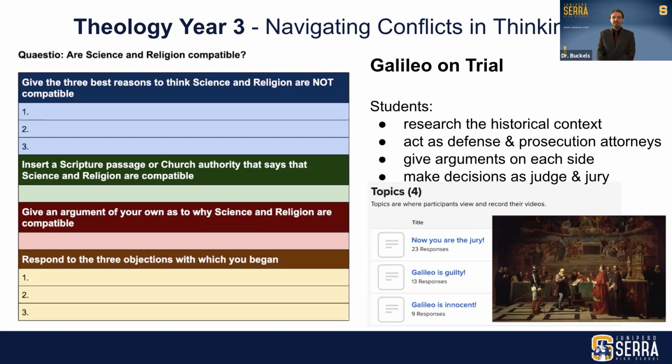Year of theology, juniors apply the critical thinking skills that they've developed in the last 2 years to their own faith journeys, to the Catholic Church, and to their own Catholic faith, right? So one way they do this is through examining the theme of science and religion. So we start with their own faith journeys.